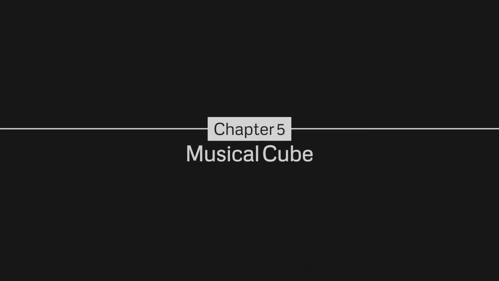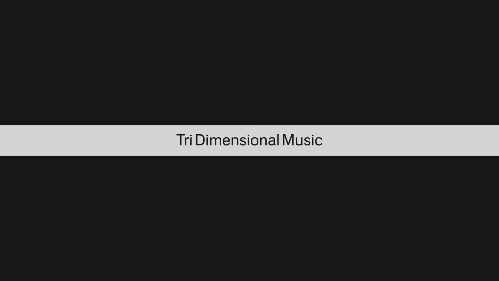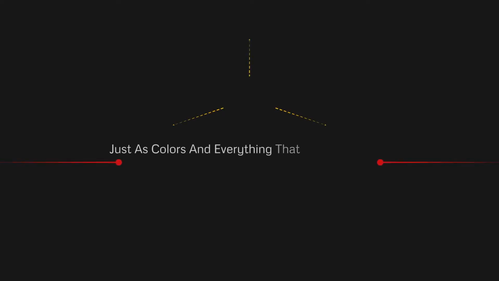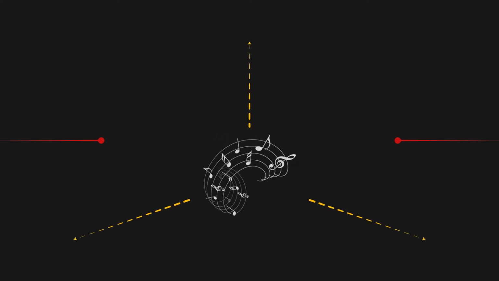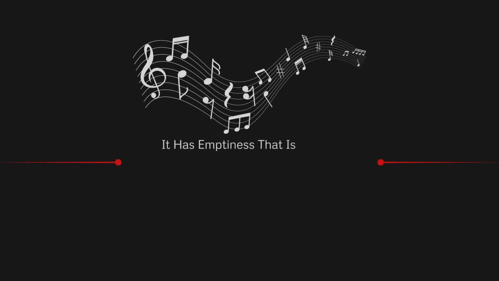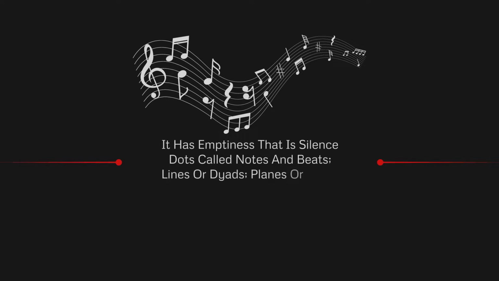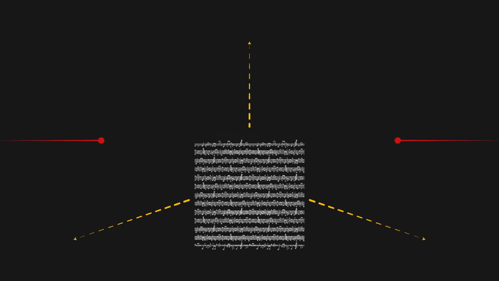Chapter 5: Musical Cube. Tridimensional music. Just as colors and everything that surrounds us is tridimensional, music is also tridimensional. It has emptiness that is silence, dots called notes and beats, lines or dyads, planes or triads, and becomes tridimensional with the chords or sevenths.